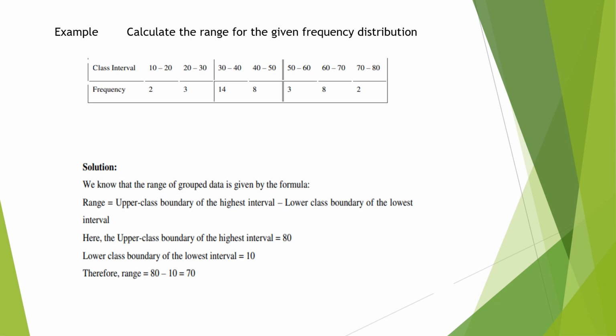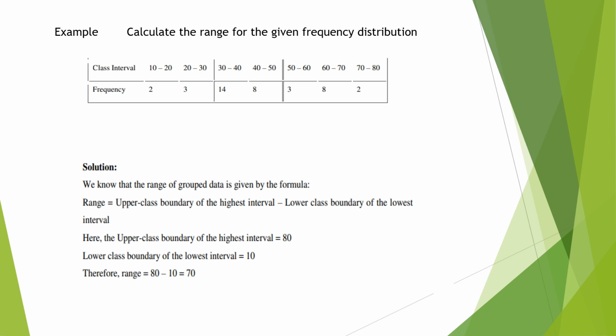Next is the continuous series. Calculate the range for the given frequency distribution. Class intervals are 10 to 20, 20 to 30, 30 to 40, 40 to 50, 50 to 60, 60 to 70, and 70 to 80. Frequencies are 2, 3, 14, 8, 3, 8, 2.